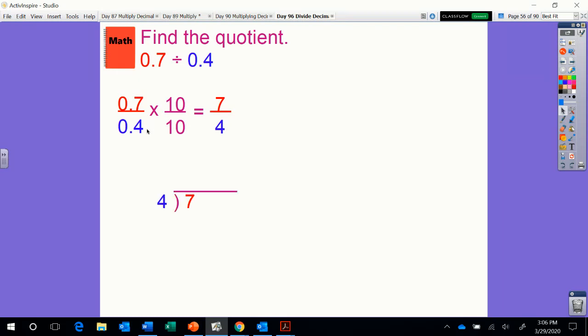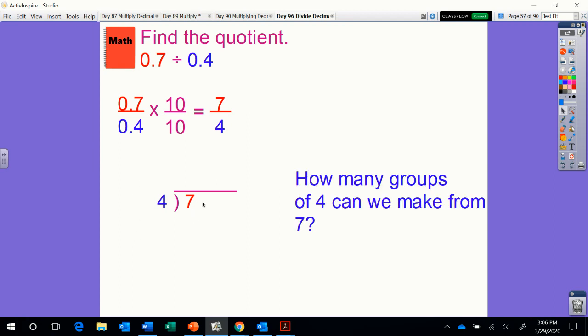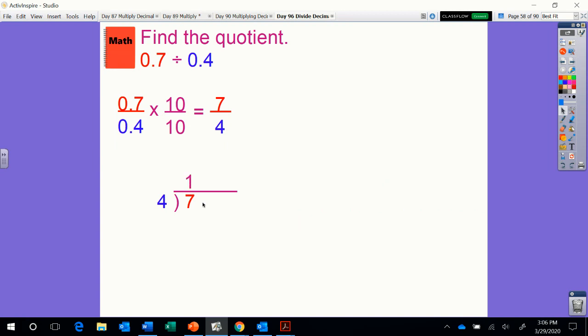7 divided by 4. Well, we know 4 can go into 7 just one time. We can only make one group of 4 out of that 7. So 1, then we multiply. Dirty monkey smell bad. Don't forget that. Divide, multiply, subtract, bring down.